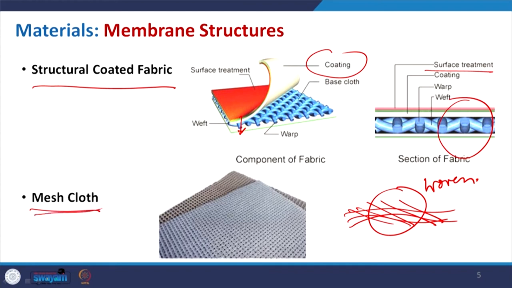Compared to that, the mesh cloth is just this inner part. They are interlinked, forming an interlacing form. They just tangle with each other, and that will give some kind of stiffness to the membrane.